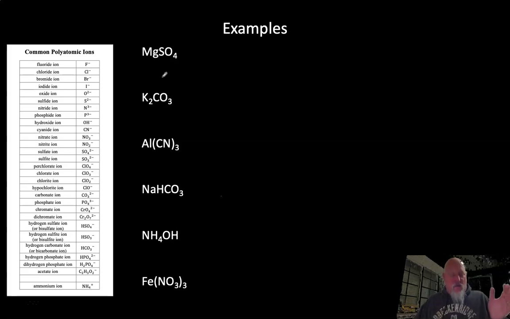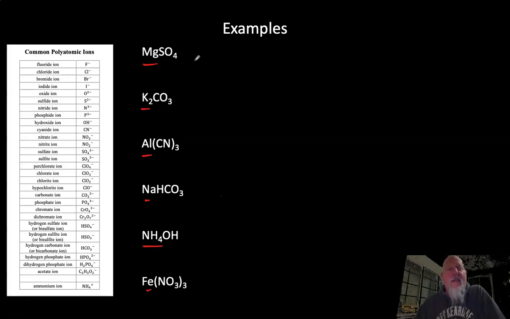Again, when you first look at a compound, you need to figure out what type of compound it is. Is it an ionic compound? Is it binary molecular? Is it an acid? Remember, for ionic compounds, the first thing is a metal or ammonium. You can see NH4 there. So all of these are ionic: magnesium, potassium, aluminum, sodium, ammonium, iron. They're all either metals or ammonium, so those are all cations.